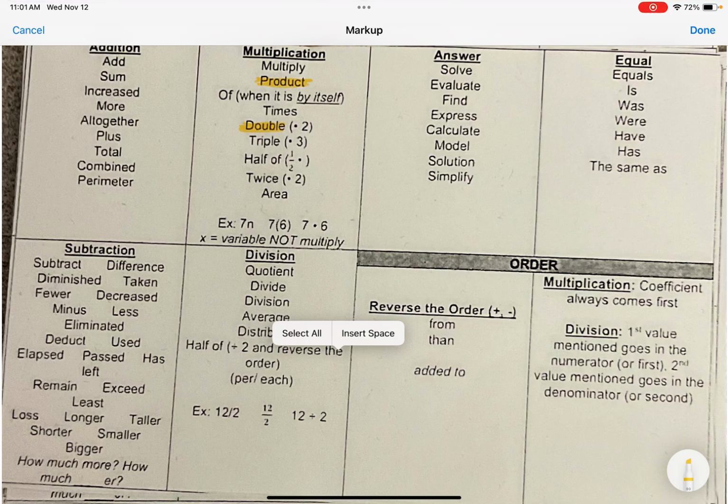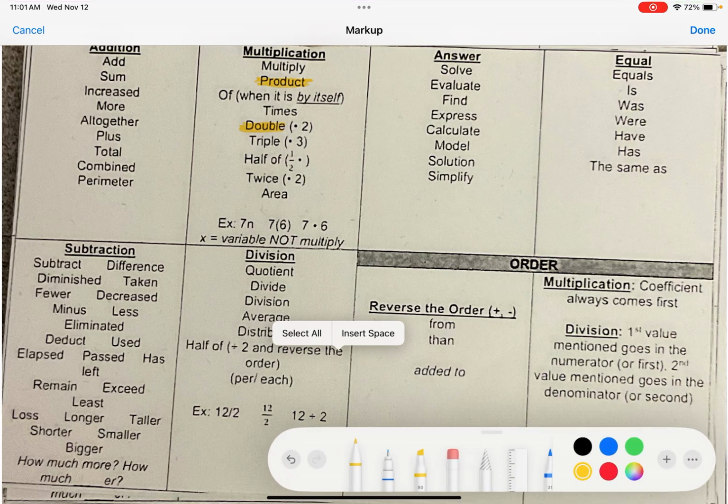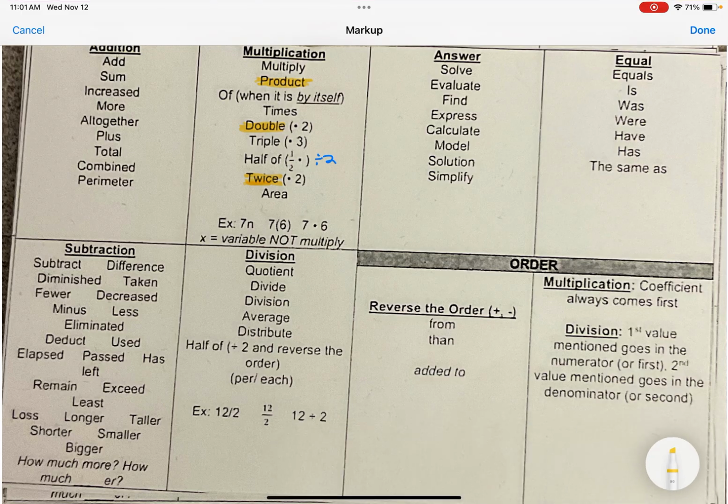Triple means multiply by 3. If you see the words half of, if you're finding half of something, you're dividing by 2, okay? But if it says twice, that means you're multiplying by 2. And of course, area is base times height, okay? So that's multiplication, all right?